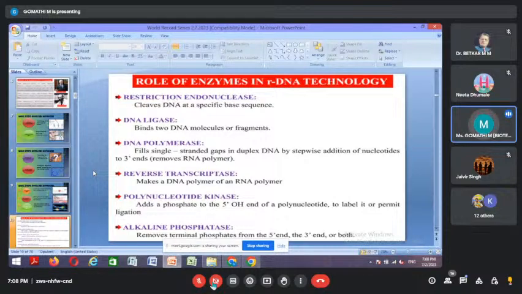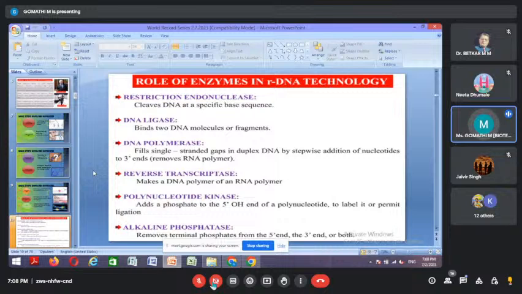Now coming to the role of enzymes in recombinant DNA technology, 6 enzymes play a major role in producing a recombinant DNA. The first enzyme is restriction endonuclease. The second is DNA ligase. The third is DNA polymerase. The fourth is reverse transcriptase. The fifth, polynucleotide kinase. And the sixth is alkaline phosphatase.